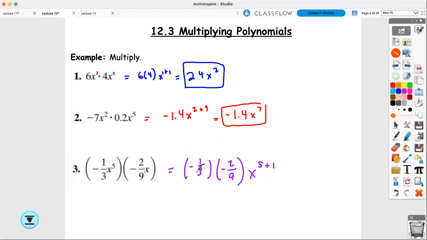So let's go ahead and multiply the two fractions across, right? -1 times -2. -1 times -2 is a +2. And then 3 times 9 is 27. And then x to the 6. And we can't simplify anymore, so we are done.